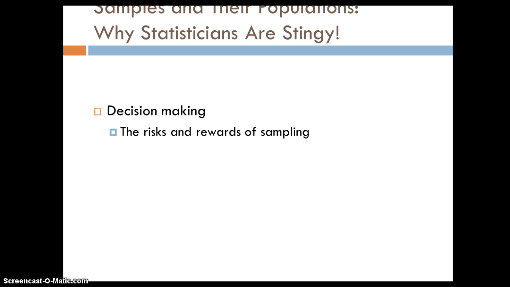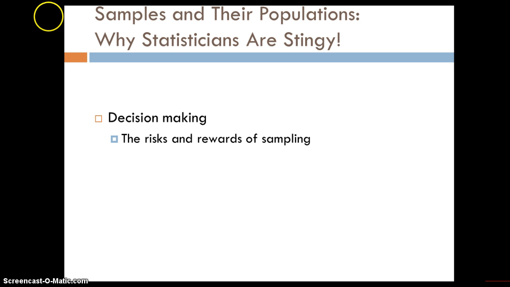So, to begin with, we'd like to talk a little bit about samples and their populations, and why statisticians would use samples to begin with anyway. They're kind of stingy. They don't want to have to go out and do all that work and collect data on an entire population. And so really what we're talking about is how do we use samples to make decisions about the populations they represent? So it's kind of a balancing act. There are risks and rewards involved when we're talking about sampling and why statisticians choose to do that.